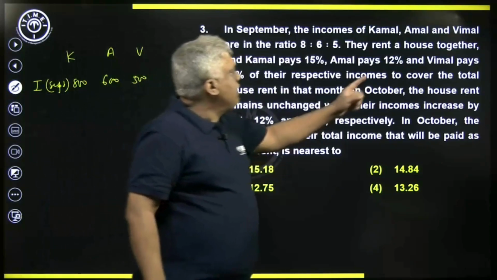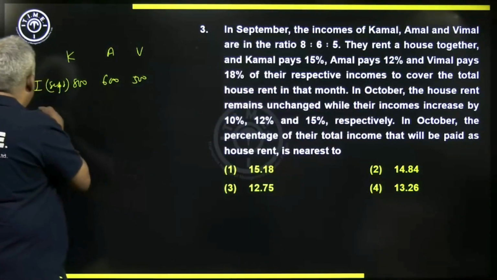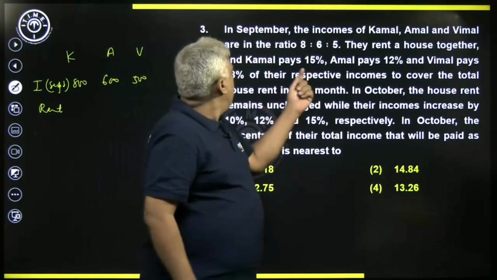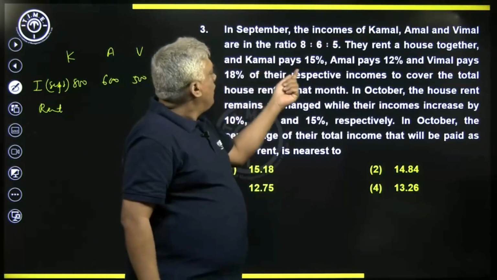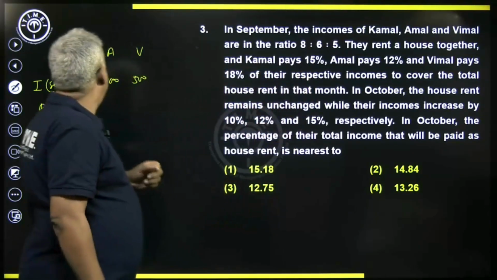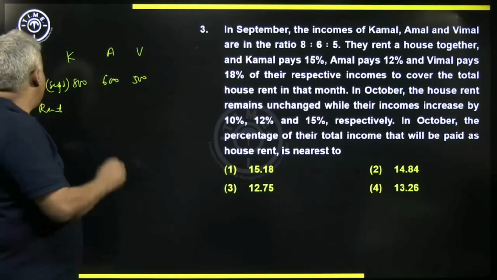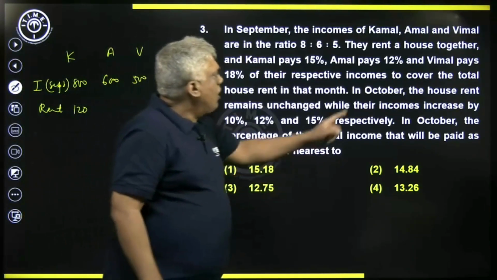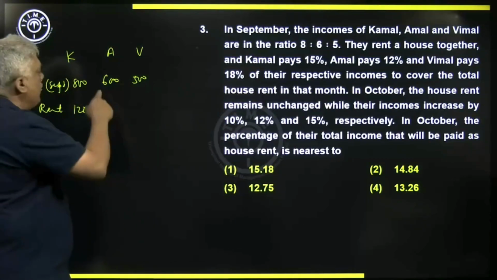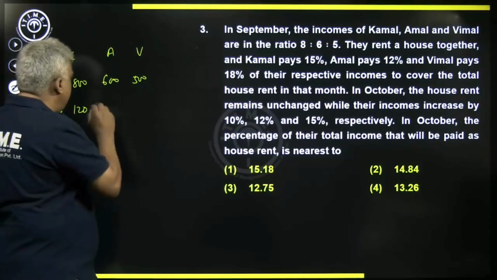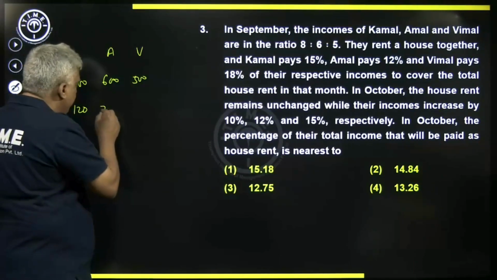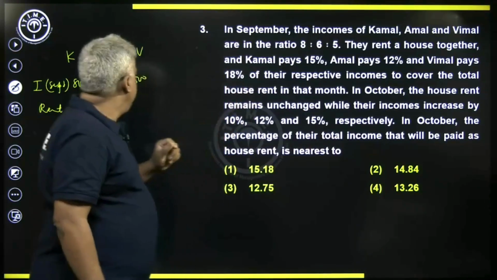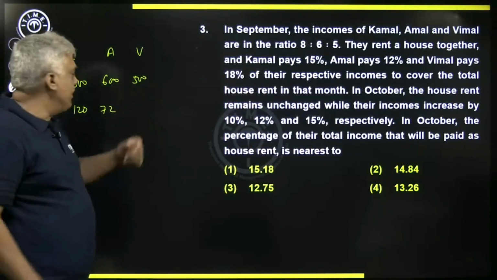Now, how much are they paying as rent? Let us find the rent paid by them. Kamal pays 15%, right. So, 1% of 800 is 8, 15% will be 8 into 15. So, Kamal is paying 120. Amal pays 12%, 1% is 6. So, 12% is 6 times 12, which is 72. And Bimal pays 18%, right. So, 1% is 5, 18% is 90.